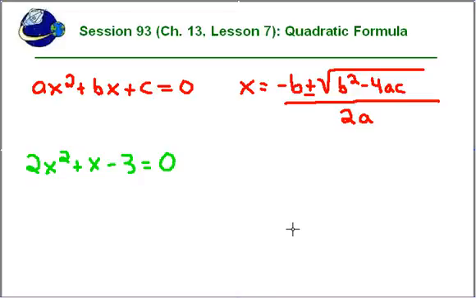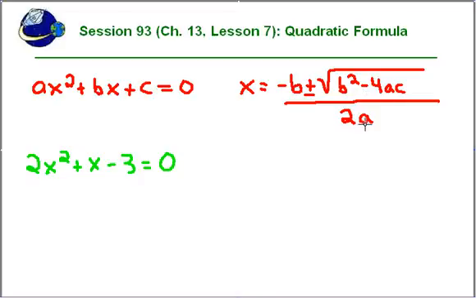Up to this point, we've been using some different strategies for finding the answers to quadratic equations, but the quadratic formula will always work. First of all, we need to know what our quadratic equation is. It has to be in the format of ax squared plus bx plus c equals 0. If you have that quadratic equation, then the solution to that will be x equals minus b plus or minus the square root of b squared minus 4ac all over 2a.